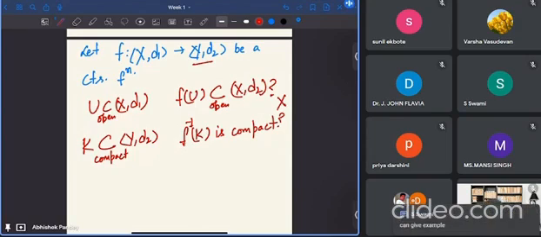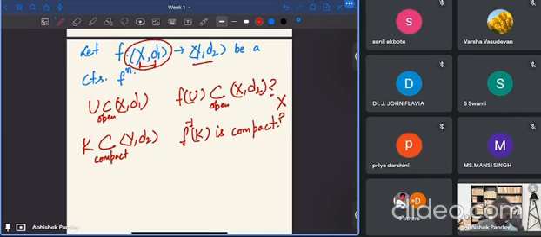So this is true if X is compact, because K is already closed. So f inverse of K will be closed in X. Now if X itself is compact, then its closed subsets are, yeah, exactly, compact.